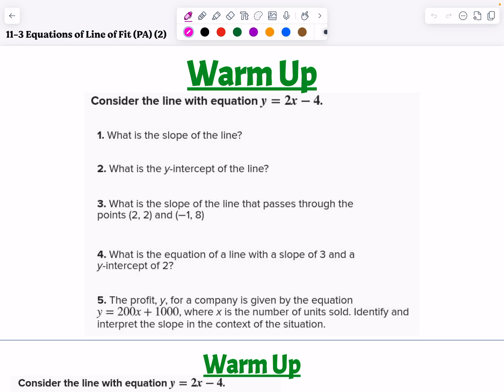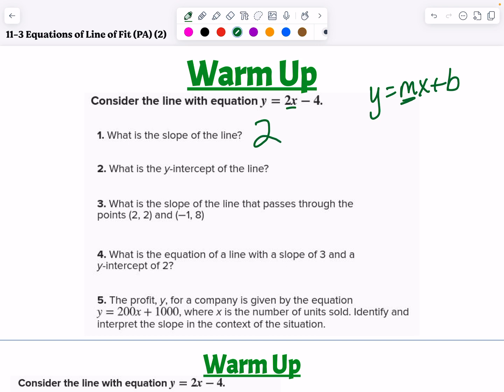Consider the line with the equation y equals 2x minus 4. What is the slope of the line? All right, so when you're looking at this, remember y equals mx plus b. That should all look familiar to you. You might not think you remember it, but we talked about this a lot. So remember, m is your slope. So what would be the slope of this line? Think to yourself. Hopefully you said 2.